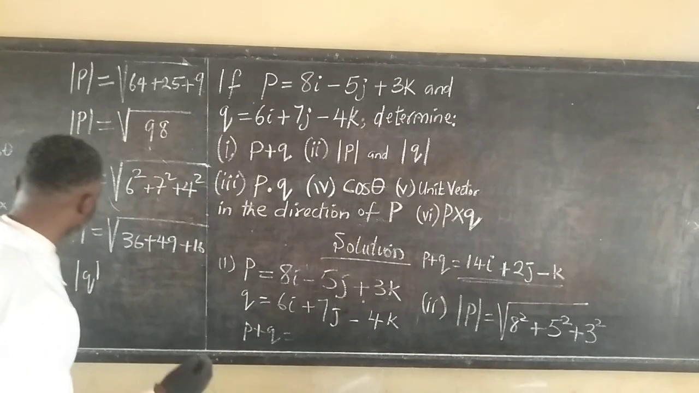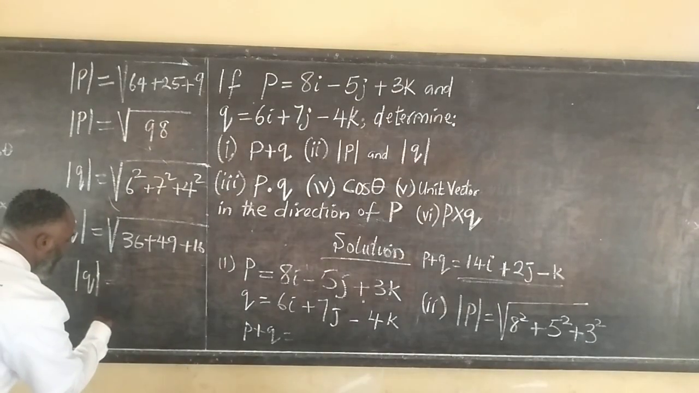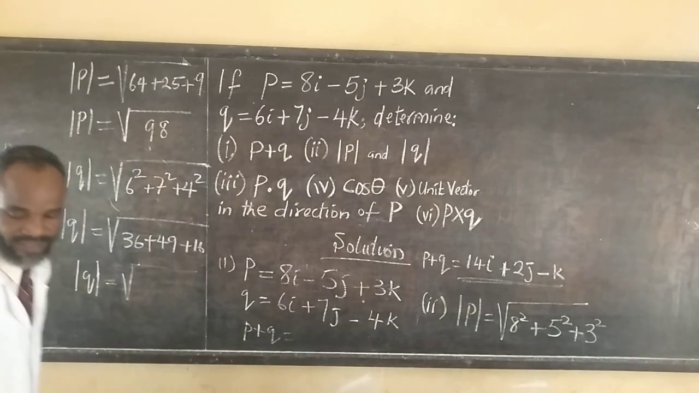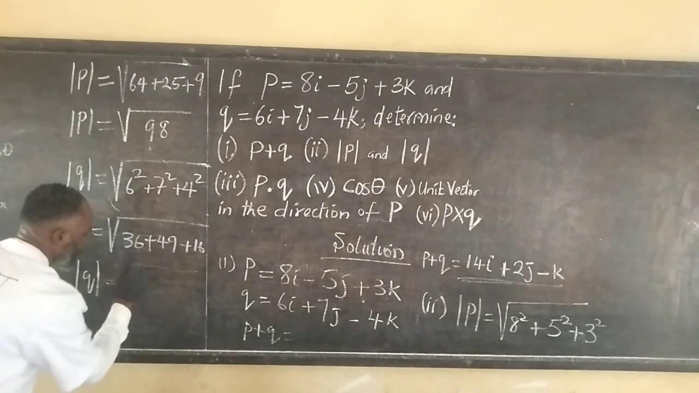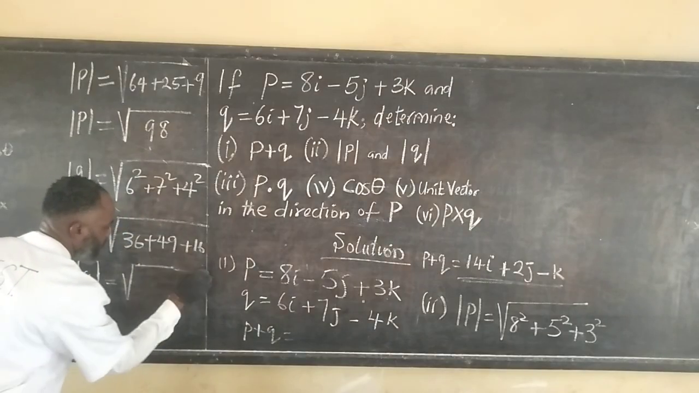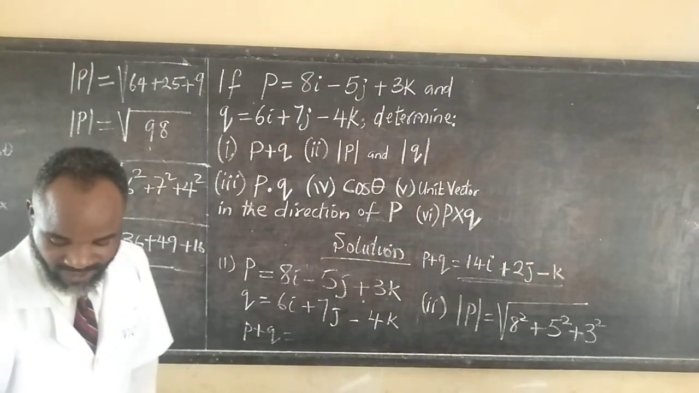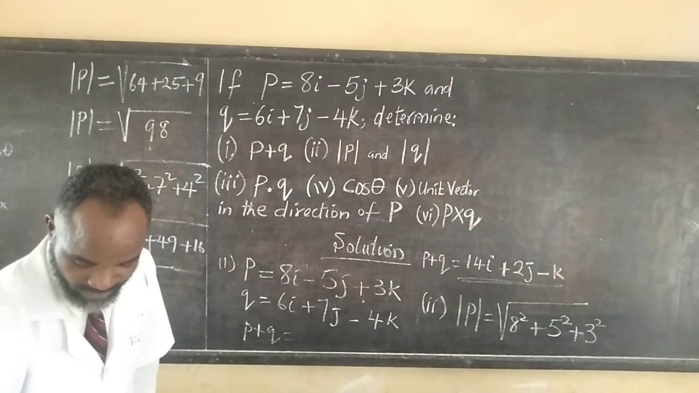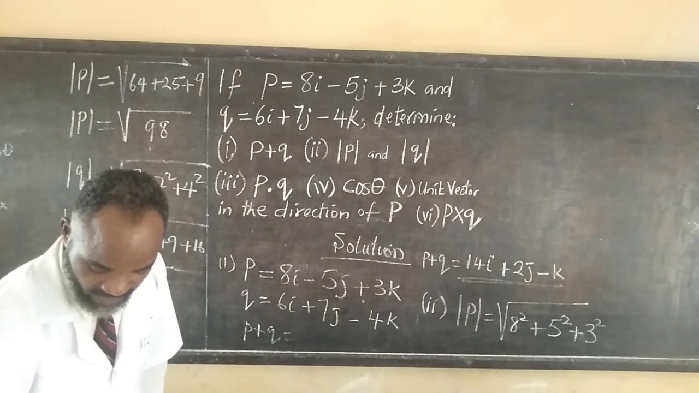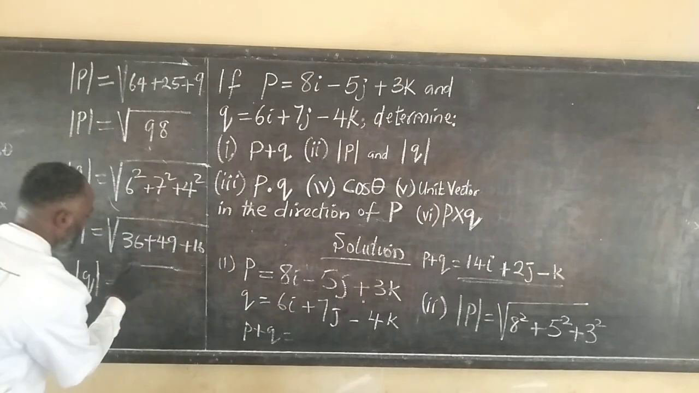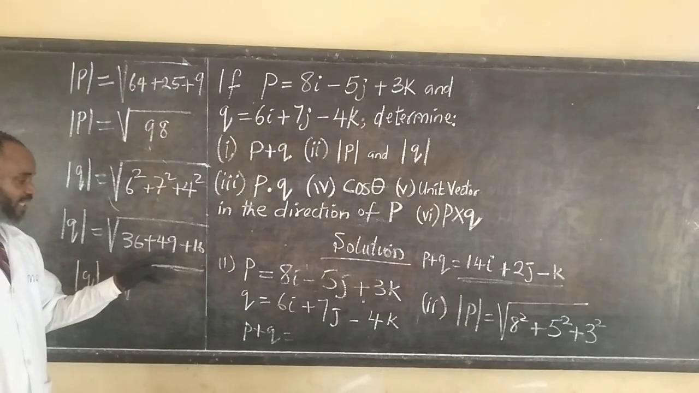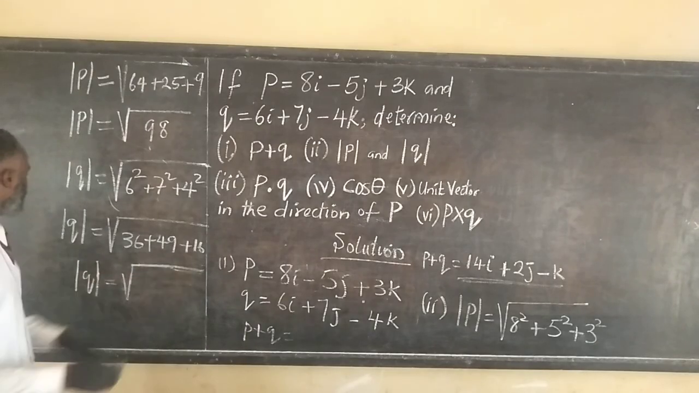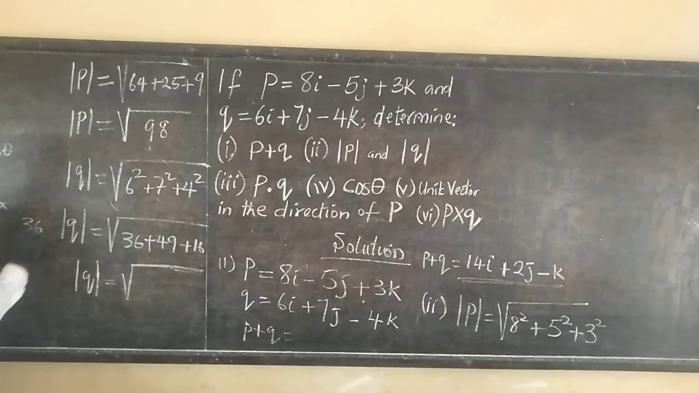Having taken note of all that, we now have this. This chalk is becoming something else, but there's no problem. That is it. That's what we have here. Okay, let's see what happens. 36 and 49. Okay, and 16. Okay, let's do small calculation. We have 36, 49, and then 16.